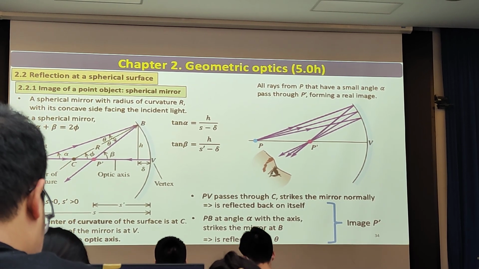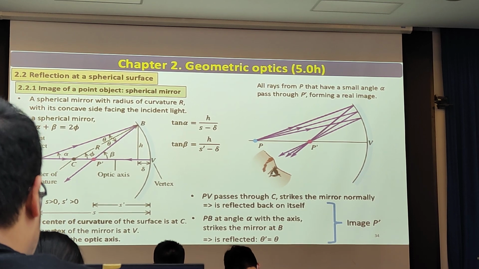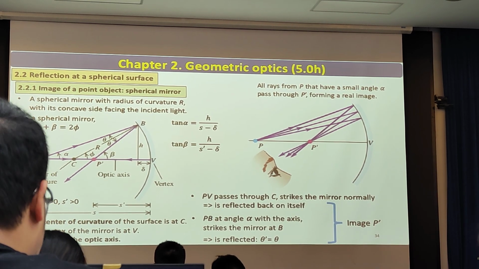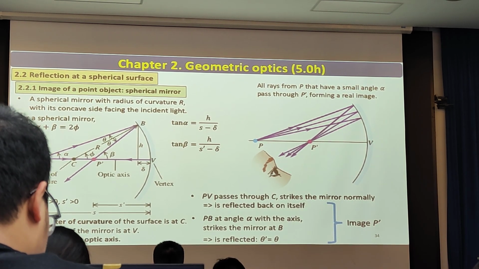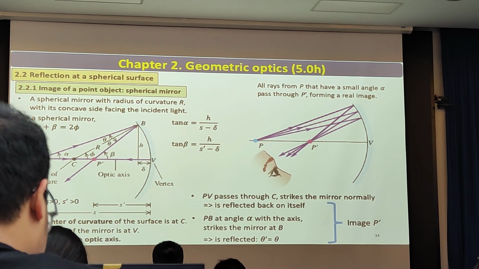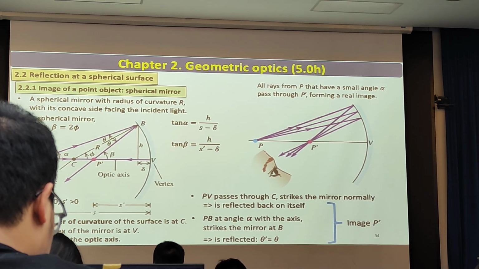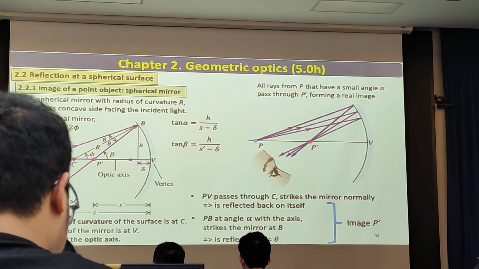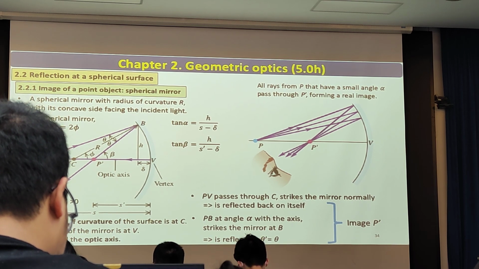And P prime, the distance from the image to the vertex of the mirror, is the image distance. So what is the image distance? What is the definition of the image distance?